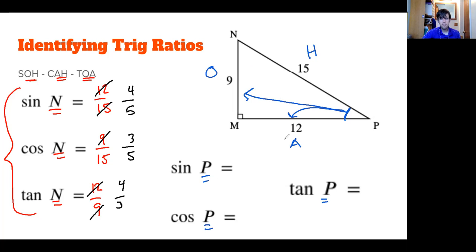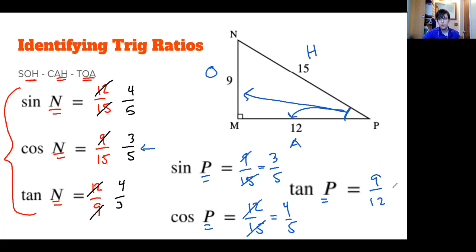Anyway, sine of p is going to be opposite over hypotenuse, which is 9 over 15. We already saw that that actually does reduce here. It's the same thing as cosine of n. That reduces to 3 over 5. Cosine of p, that's adjacent over hypotenuse. That's 12 over 15, which again reduces to 4 over 5. And the last one, tangent of p, opposite over adjacent. That's 9 over 12, which reduces to 3 over 4.